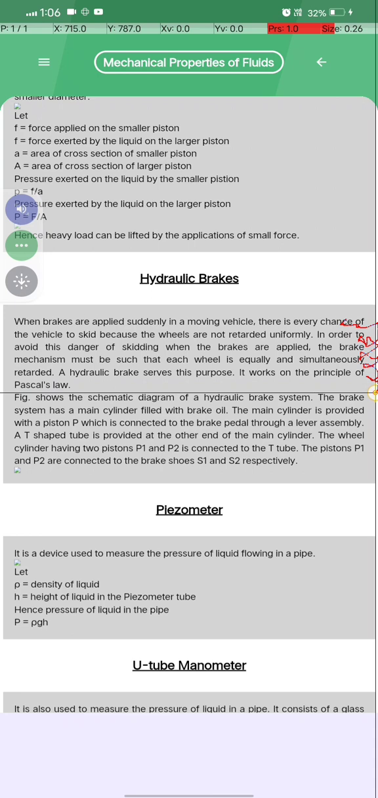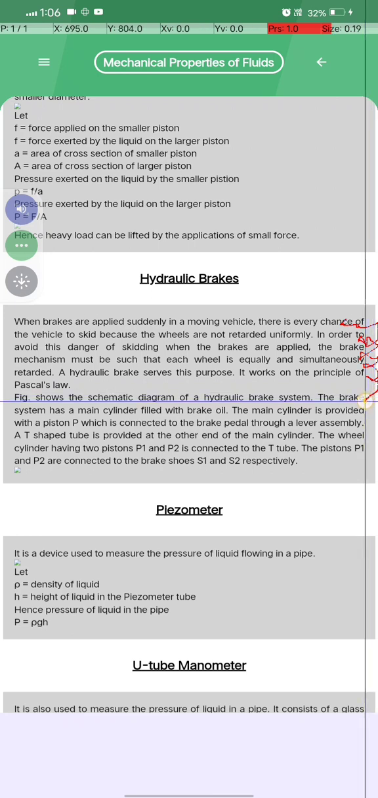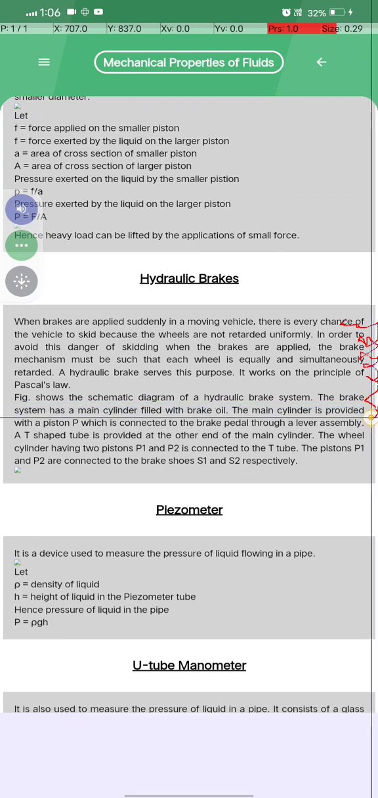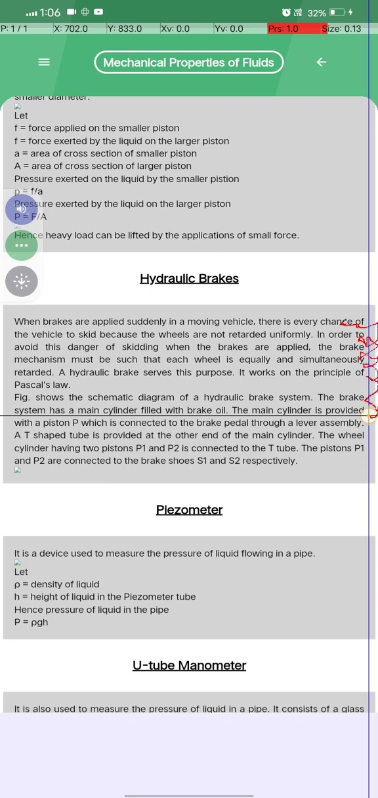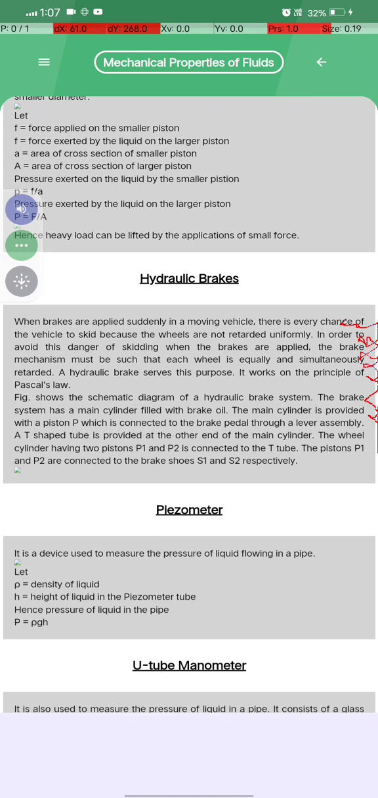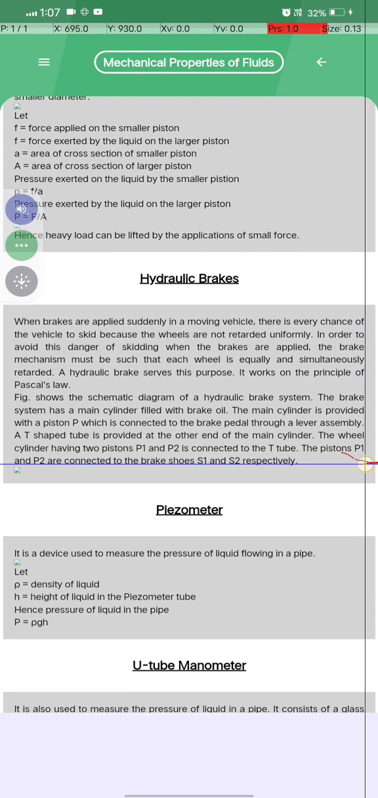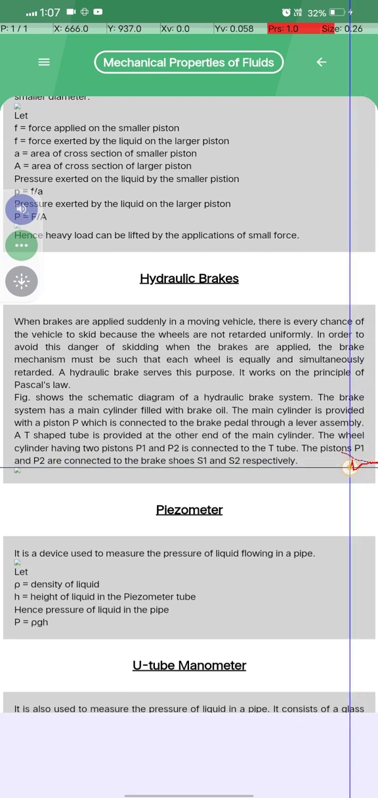It works on the principle of Pascal's law, and the figure shows the schematic diagram of a hydraulic brake system. The brake system has a main cylinder filled with brake oil. The main cylinder is provided with a piston P, which is connected to the brake pedal through a lever assembly. A T-shaped tube is provided at the end of the main cylinder, and a wheel cylinder having two pistons P1 and P2 is connected to the T tube. The pistons P1 and P2 are connected to the brake shoes S1 and S2 respectively.